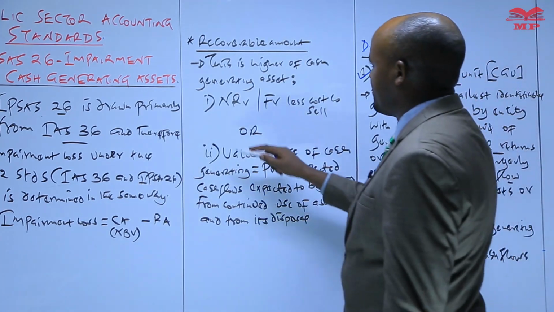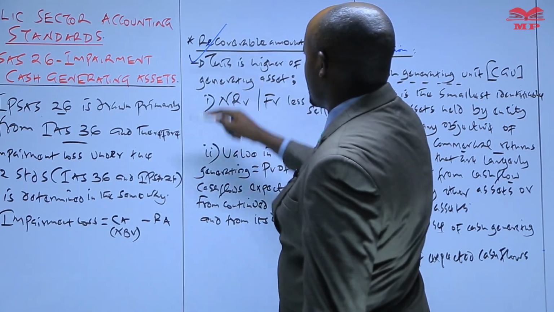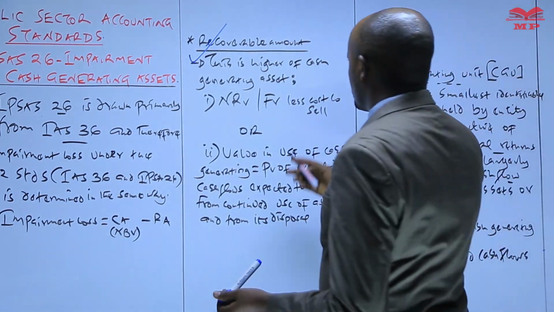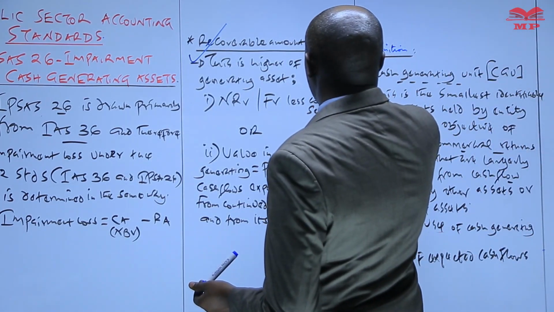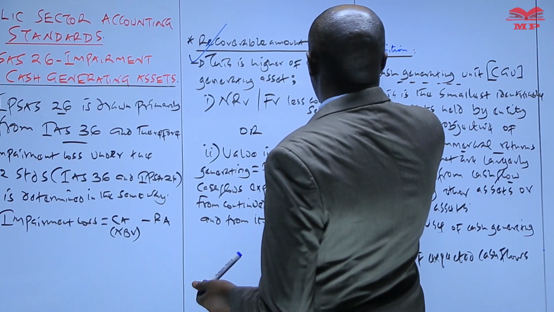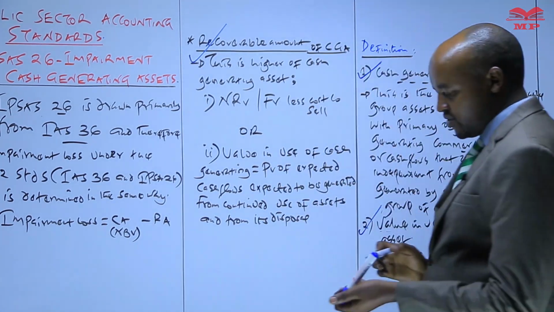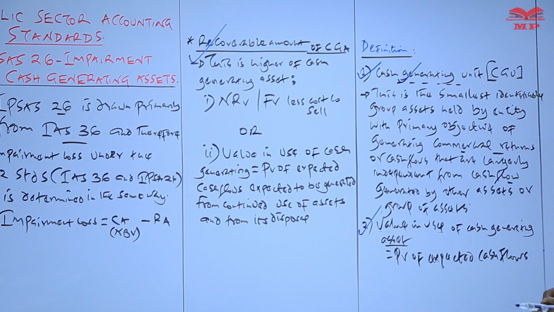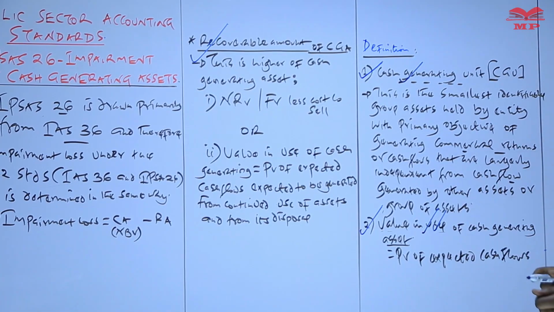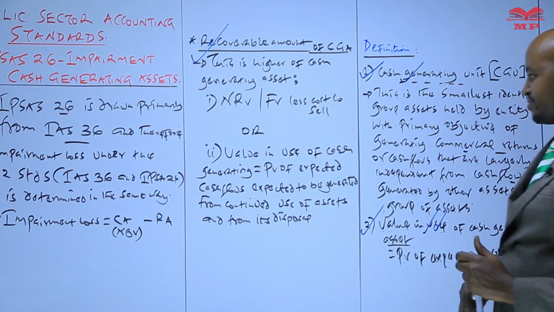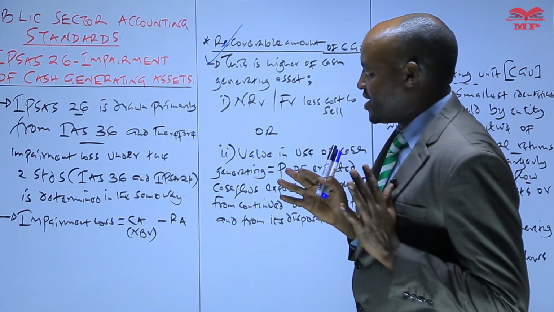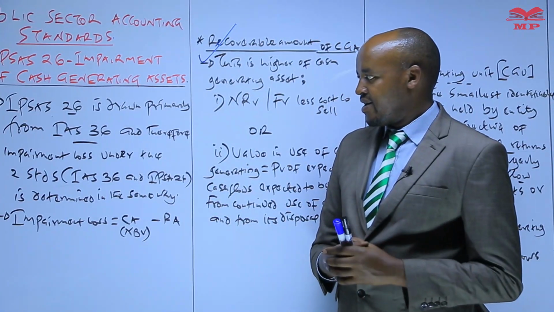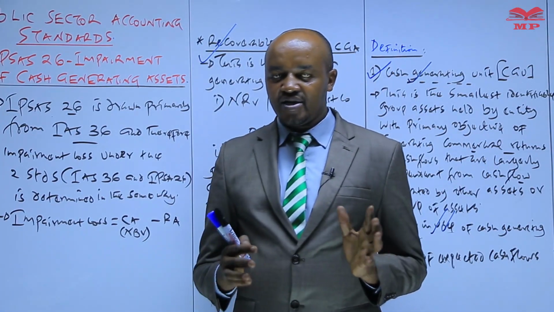So these are basically some of the terms which you may be required to define in an exam. One of them is the recoverable amount, in this case the recoverable amount of cash generating assets. You may also be required to define the cash generating unit, and also the value in use.